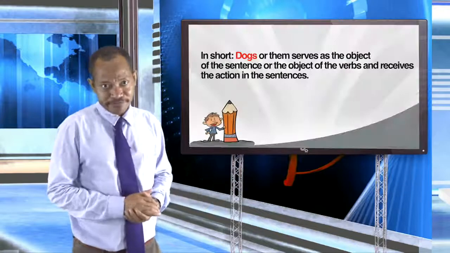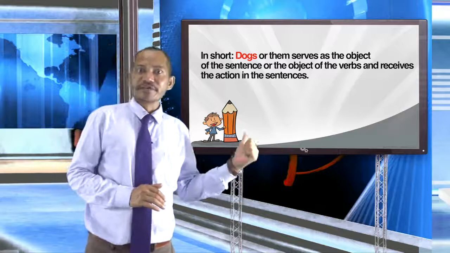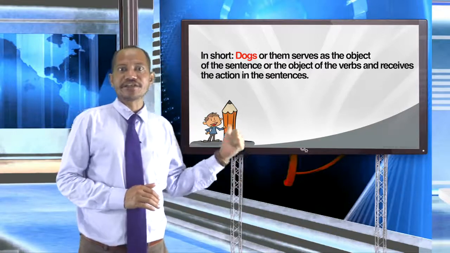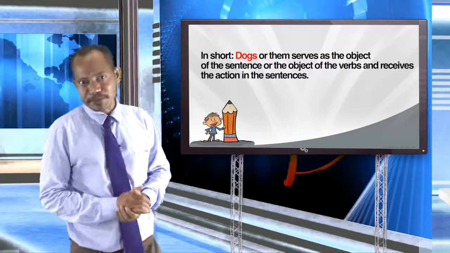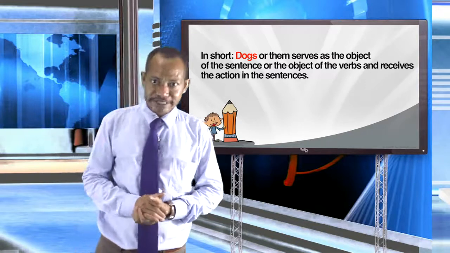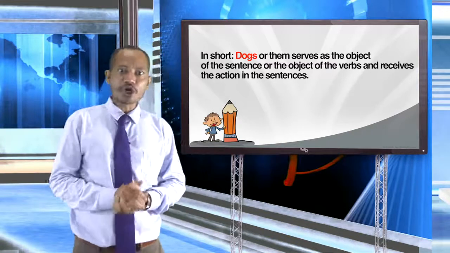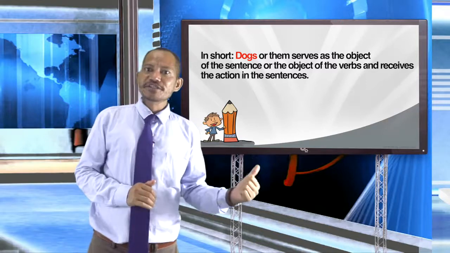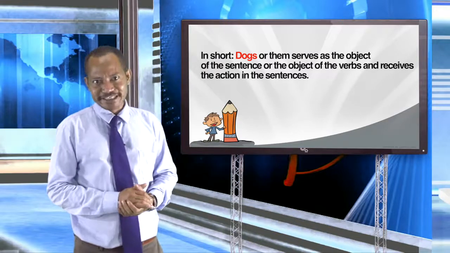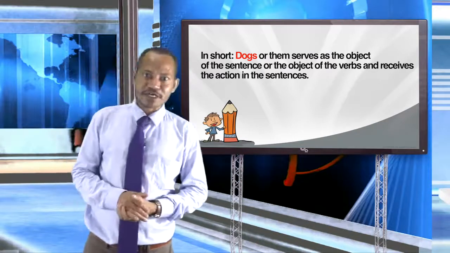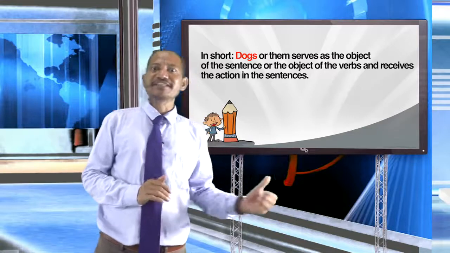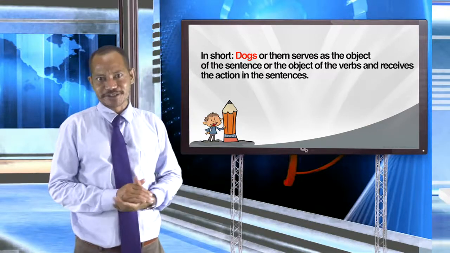So, in brief, the noun dogs, as in the first sentence, is replaced by the object pronoun them, because either dogs or them serves as the object of the sentence or the object of the verb and receives the action in the sentences.